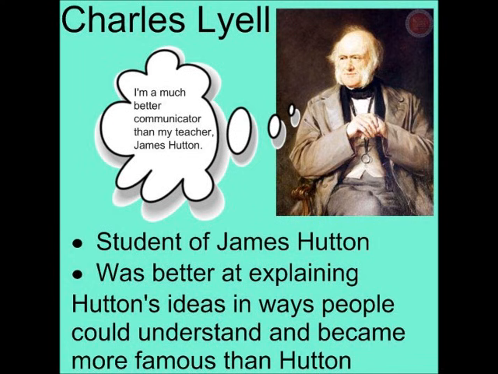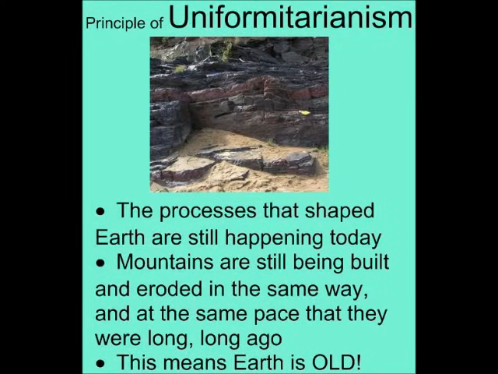So here's the main idea that James Hutton came up with, and it's called the principle of uniformitarianism. It basically states that the processes that shaped Earth are still happening today. Mountains are still being built and eroded in the same way and at the same pace that they were long, long ago. And this means that the Earth must be very old. You can see in this picture that we have some sand that seems to be breaking off these rocks above it, and that sand is turning into sandstone at the same rate that it always turned into sandstone. So that is where we get the idea that Earth must be very, very old.